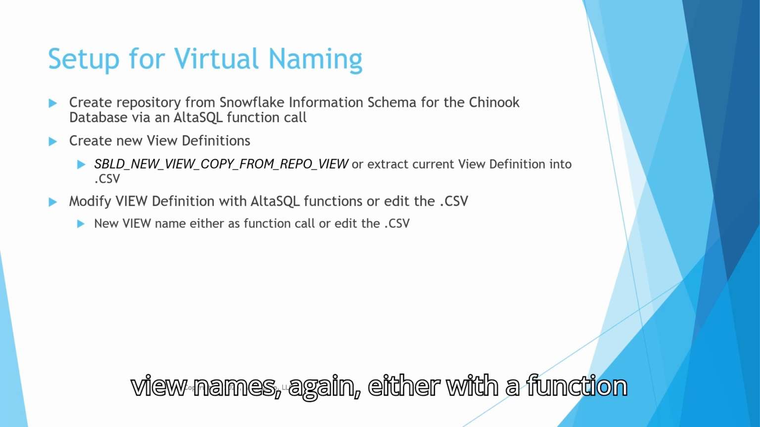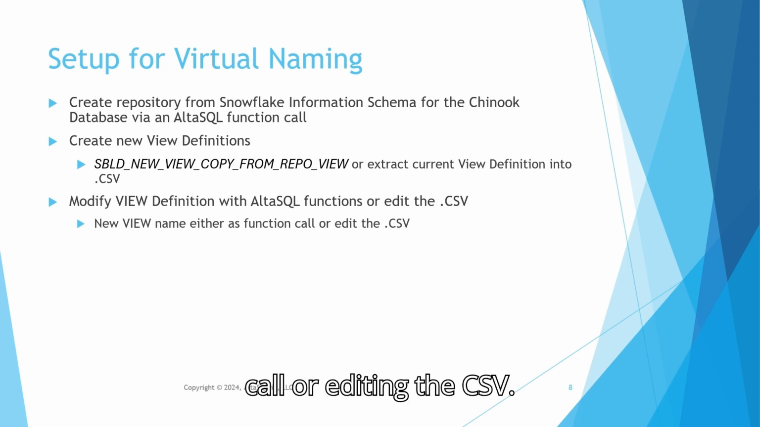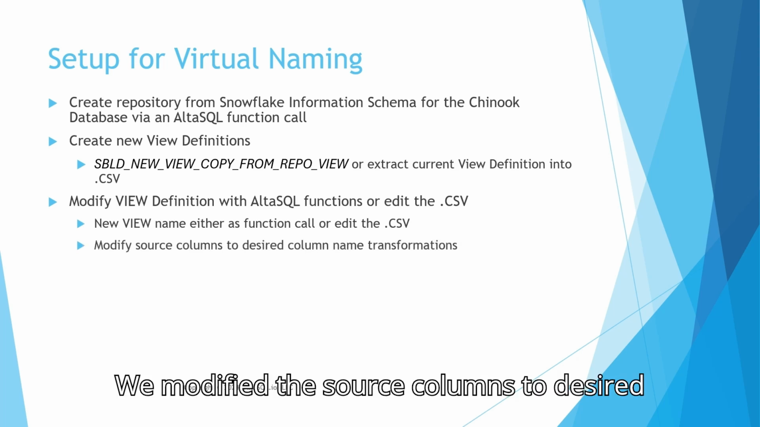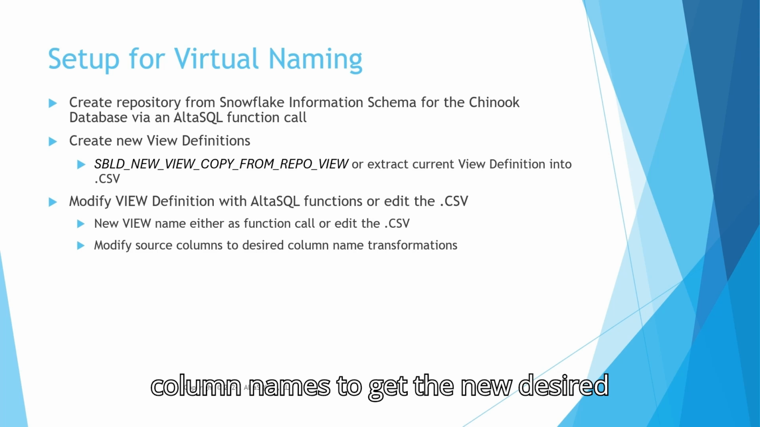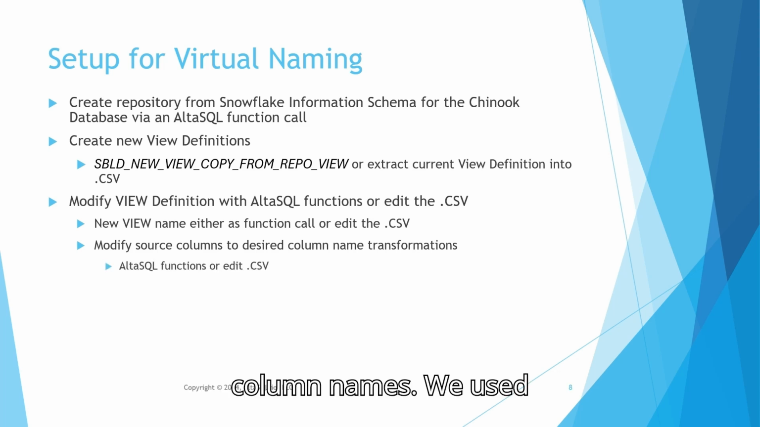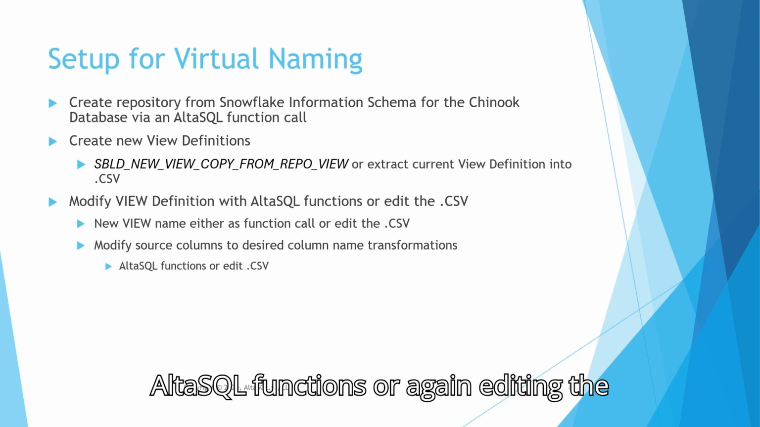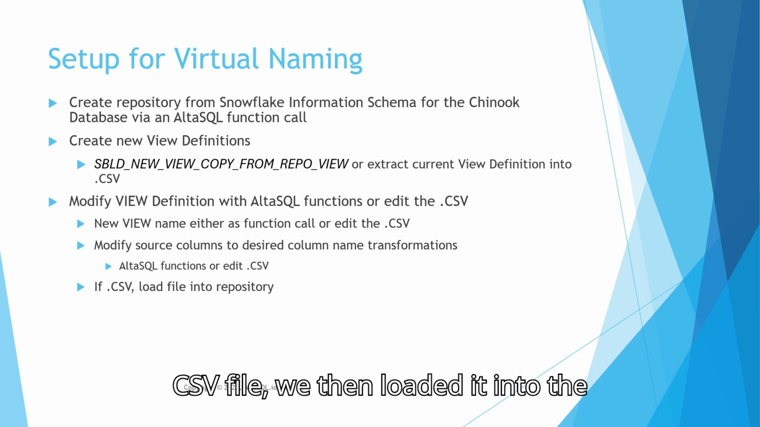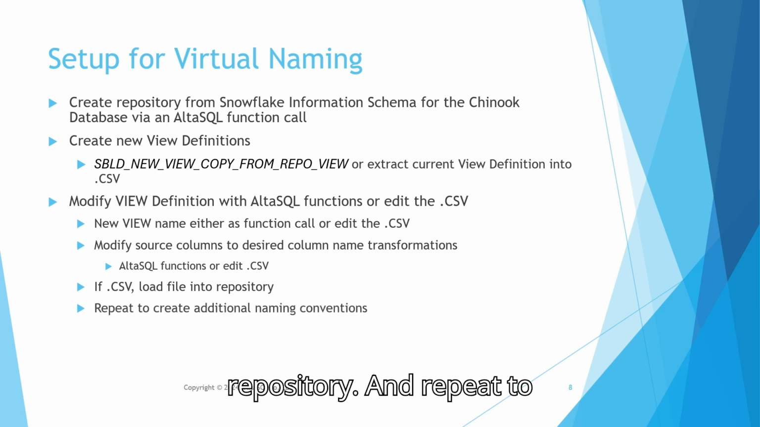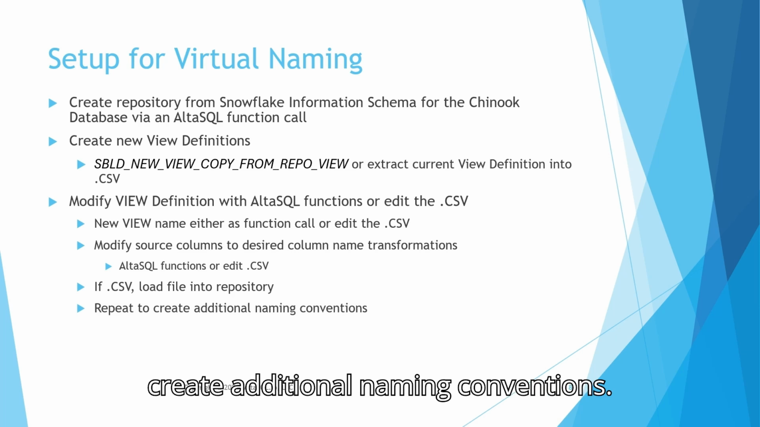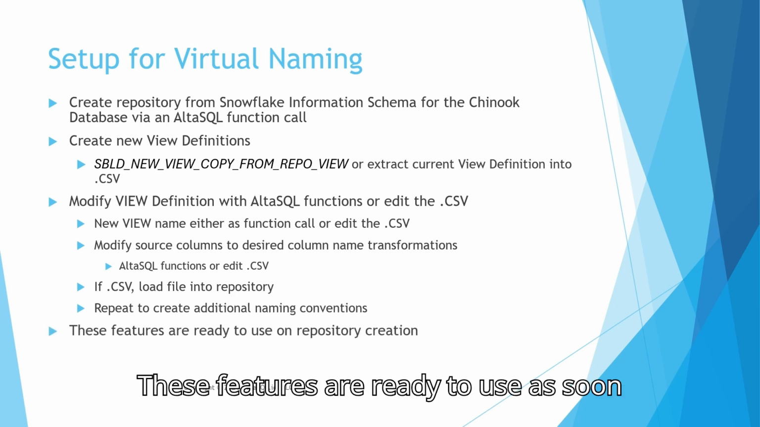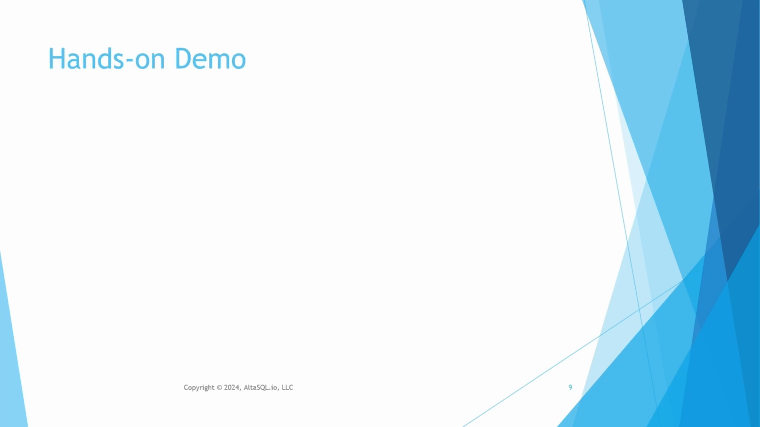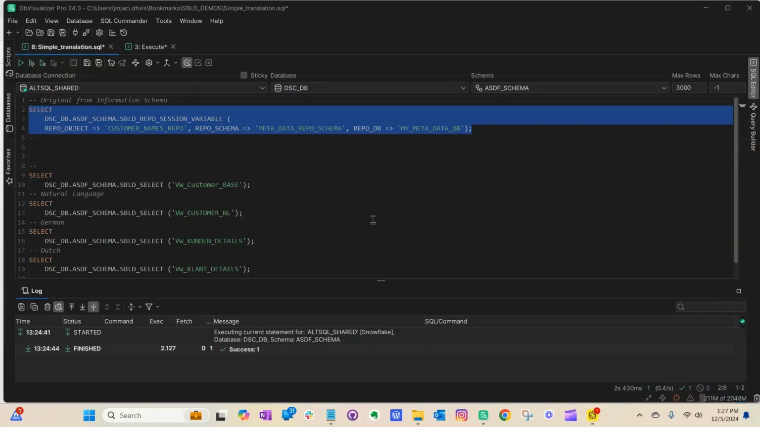We created new view names, again either with a function call or editing the CSV. We modified the source columns to desired column names to get the new desired column names. We used AltaSQL functions or again editing the CSV file. If it's a CSV file, we then loaded it into the repository. And repeat to create additional naming conventions. These features are ready to use as soon as you create a repository. Let's jump into the hands-on demo.